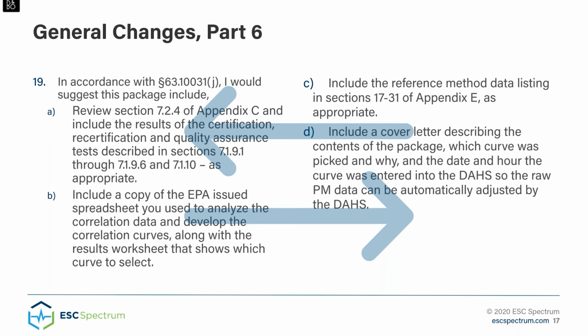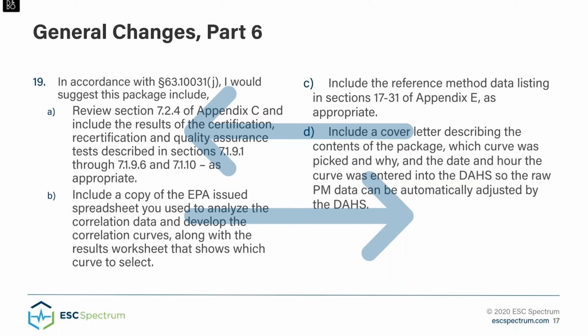And so when I thought about this for a second of saying, okay, if you haven't submitted your certification documentation or your certification application to use your PMCMs, if you're going to put that together and get that in before that 60-day deadline, what sort of information should you include? So what I'm suggesting, the package should include the information required in section 7.2.4 of Appendix C, which again specifies the certification, recertification, and quality assurance checks that you're supposed to perform.